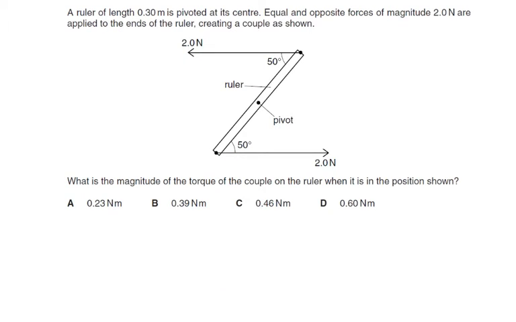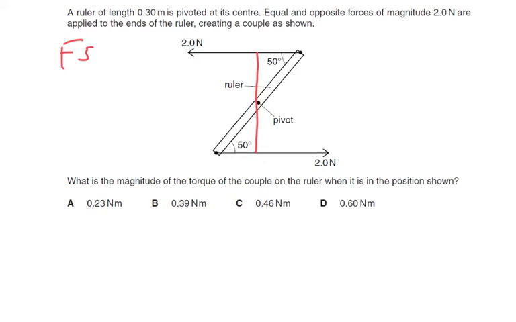Okay, a ruler of length 0.3 meters is pivoted at its center. Equal and opposite forces of magnitude 2 newtons are applied to the end of the ruler, and this creates a couple as shown. What's the magnitude of the torque of the couple on the ruler when it's in the position shown? Well, to work out the torque of the couple, we use Fs, but we can't use the 0.3 because that is not the direct distance between the two forces. We need to use this distance here.